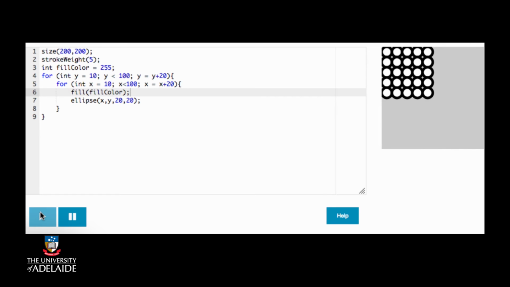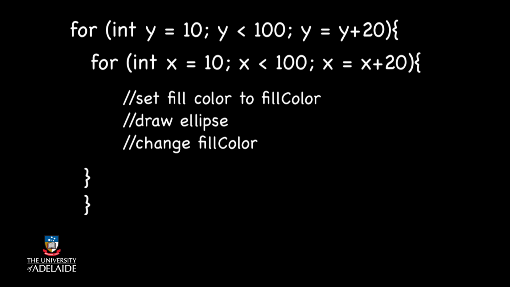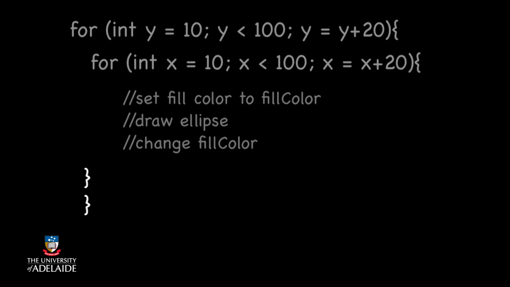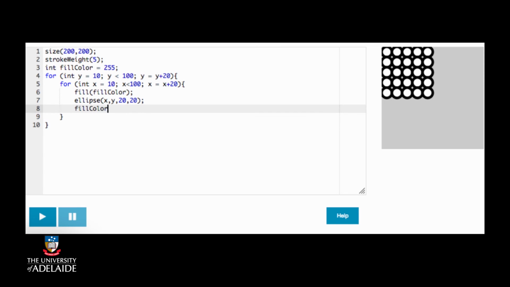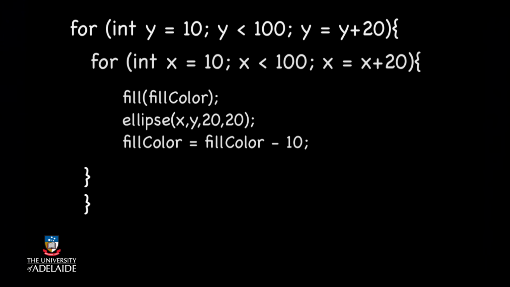Indeed, nothing. To make the fill increasingly dark, we will decrease 10 from the fill color variable after each drawing of the ellipse. The pseudocode for this would look like this. The code for this pseudocode will look like this. Let's run it and see what happens. Ta-da! As we wanted, we have various shades of gray darkening in color.